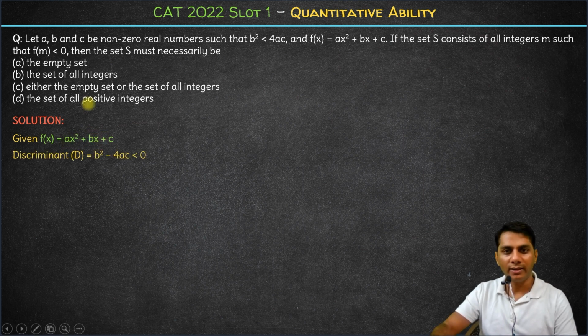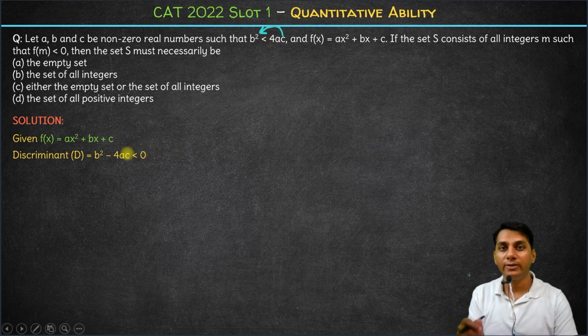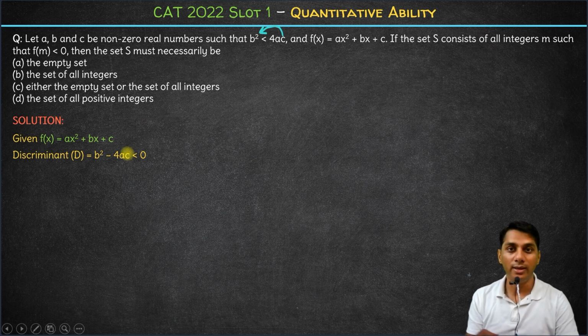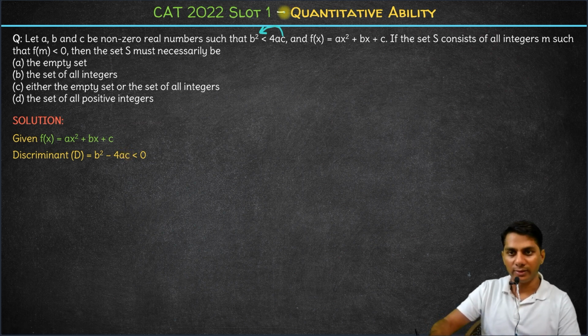Now if b square is less than 4ac, if we take 4ac to the left side, we have b square minus 4ac, which is less than 0. So the discriminant of this quadratic comes out to be less than 0. Now if the discriminant is less than 0, let's revise how the discriminant determines the value of the function.